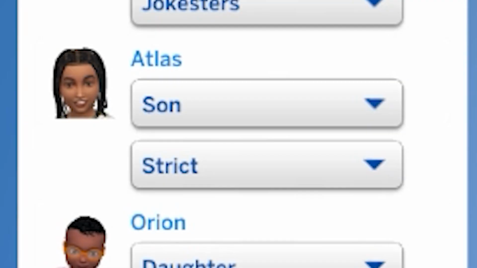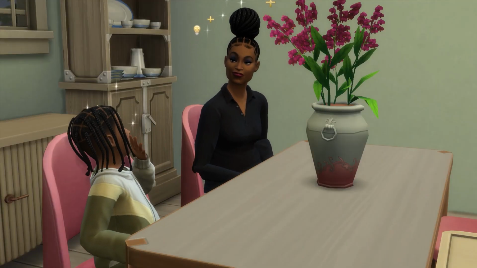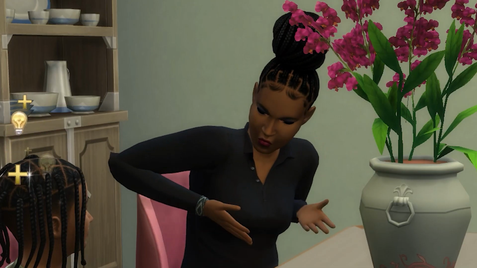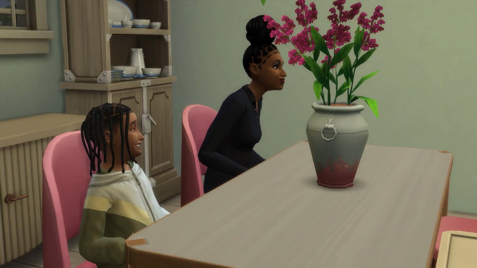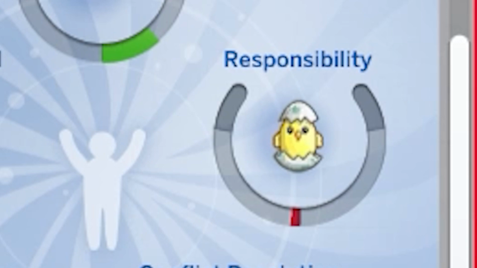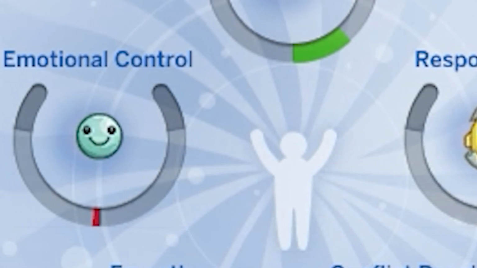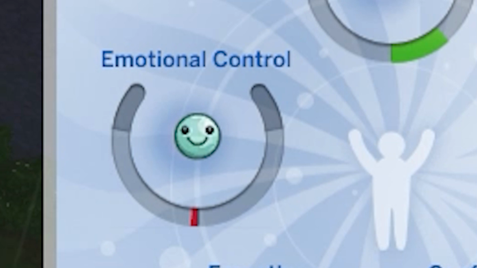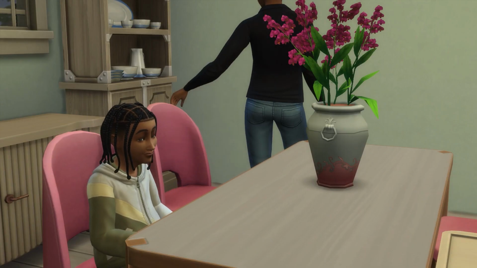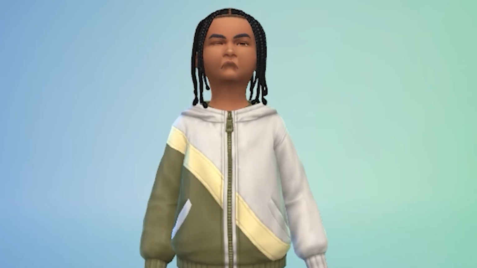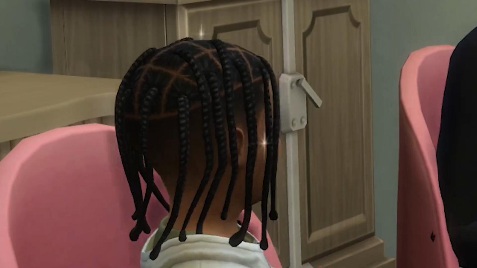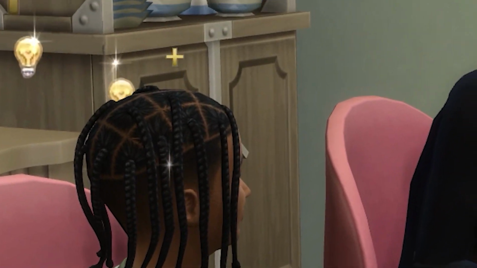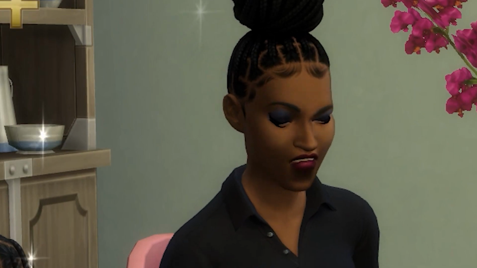Strict is another dynamic that needs an age difference. This is because the older Sim will be more strict to the younger one. They'll be demanding and critical of them. If you own Parenthood as well as Growing Together, you'll see that this will actually increase the responsibility of the young one. On the other hand, it will negatively affect their emotional control. In this dynamic, the young one will respect the older one, but can be prone to anger and stress moodlets in the older Sim's presence, which makes sense. I would also be angry and stressed if someone was like that to me. And I was a child.